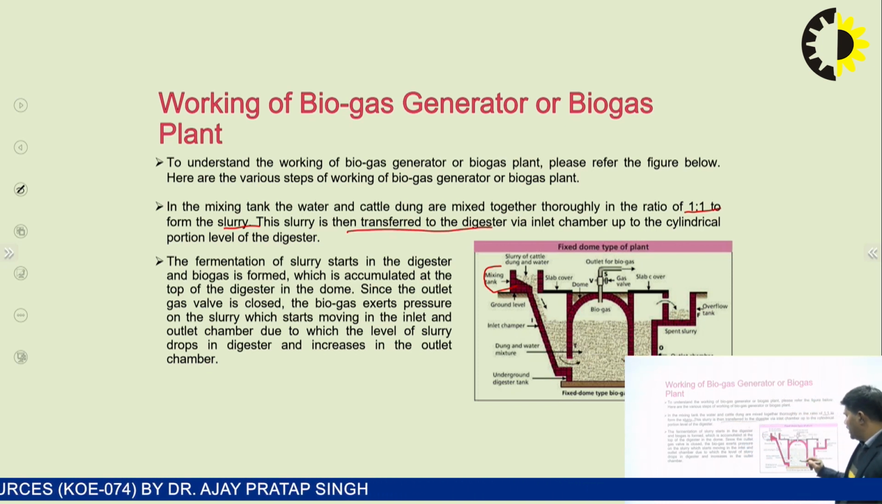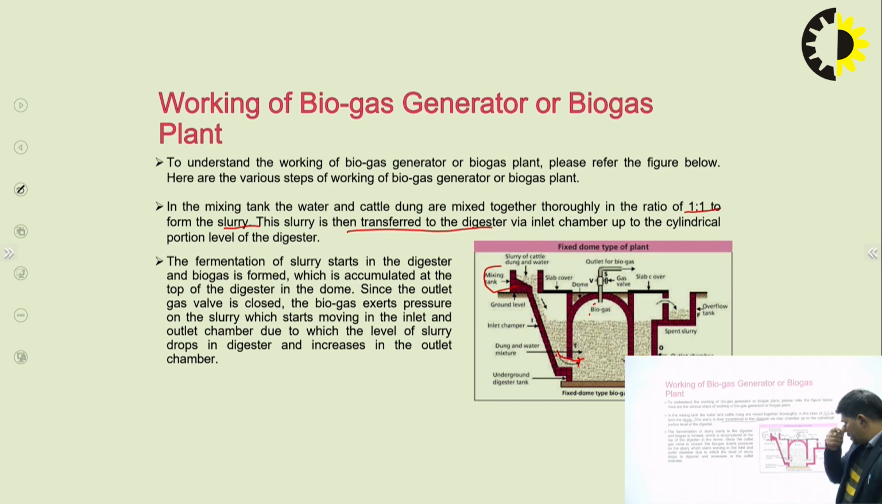So these are the digesters, and these are the inlet chambers. This pipe is the inlet chamber, and through it the dung, slurry and water are mixed in. The fermentation of the slurry starts in the digester, and the biogas is formed.